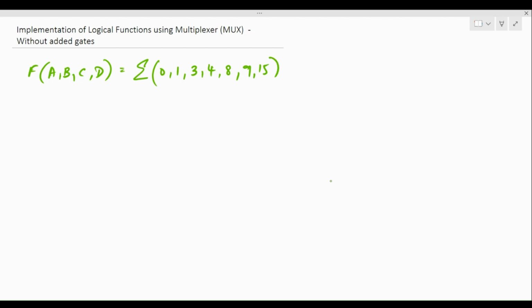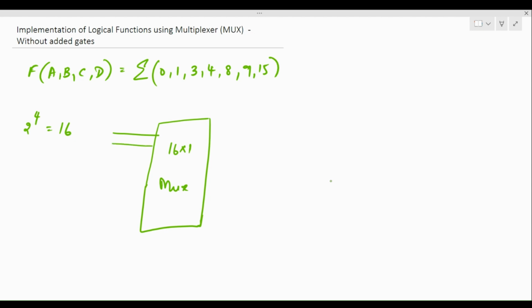So there are four inputs over here, A, B, C and D. So 2 to the power 4. If I use all the four inputs as select lines, I'll have 16 combinations of inputs. So if I have a 16 cross 1 MUX available with me, then I can ensure that I0, I1, I3, I4, I8, I9 and I15, all of these are connected to 5 volts or high.